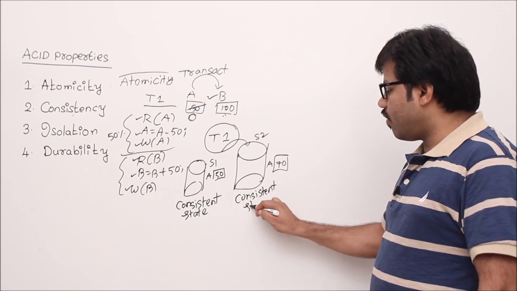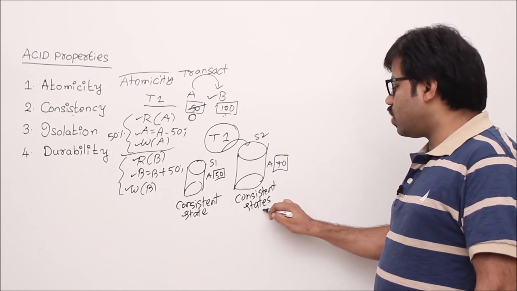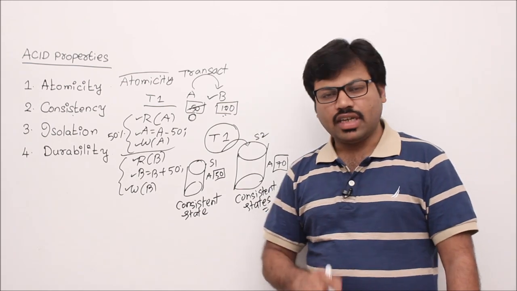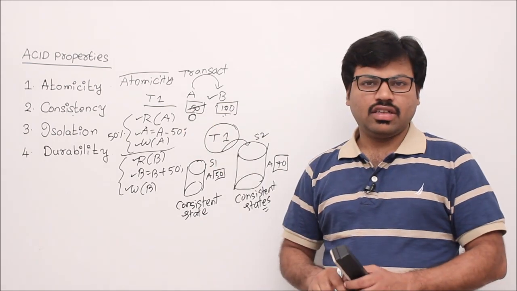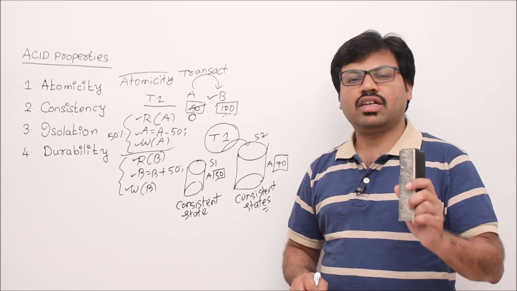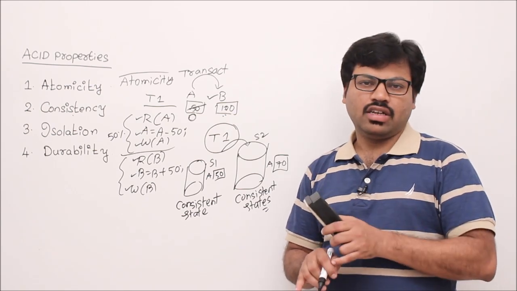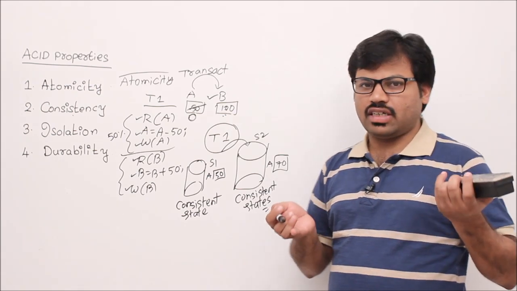That means it should not have any discrepancies, otherwise it should not have any problems. That is called consistency. So your database should go from one consistent state to another consistent state. So please show us one inconsistent state.